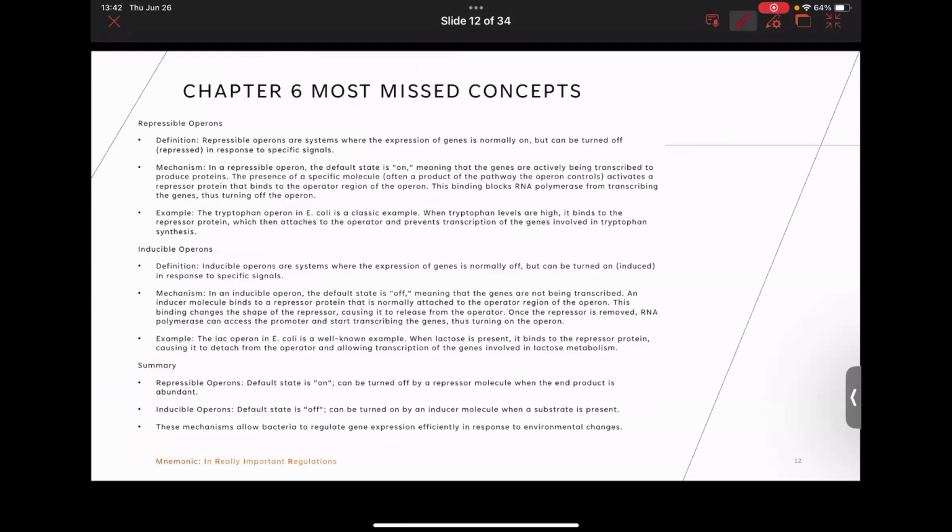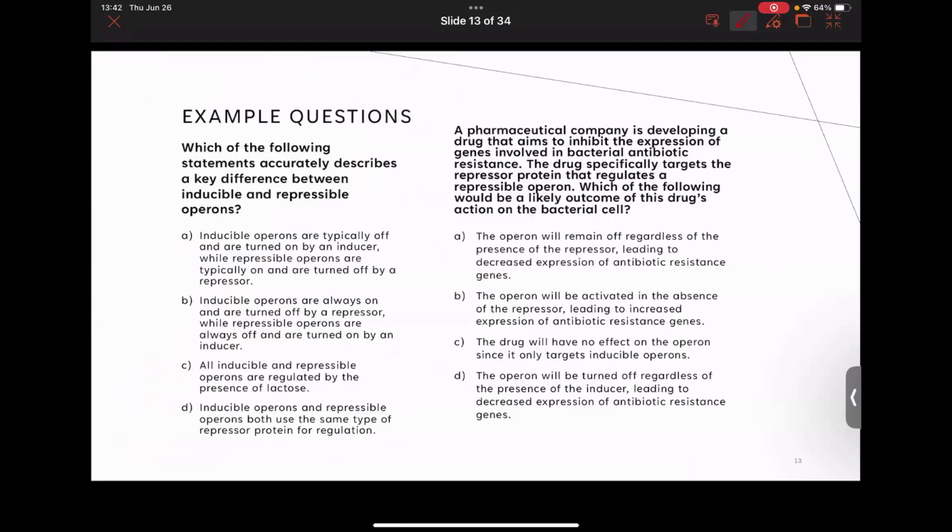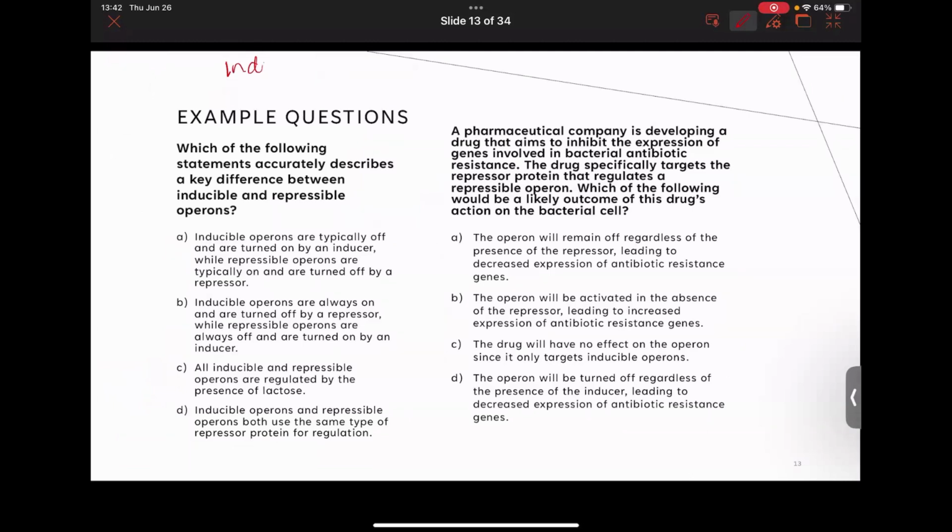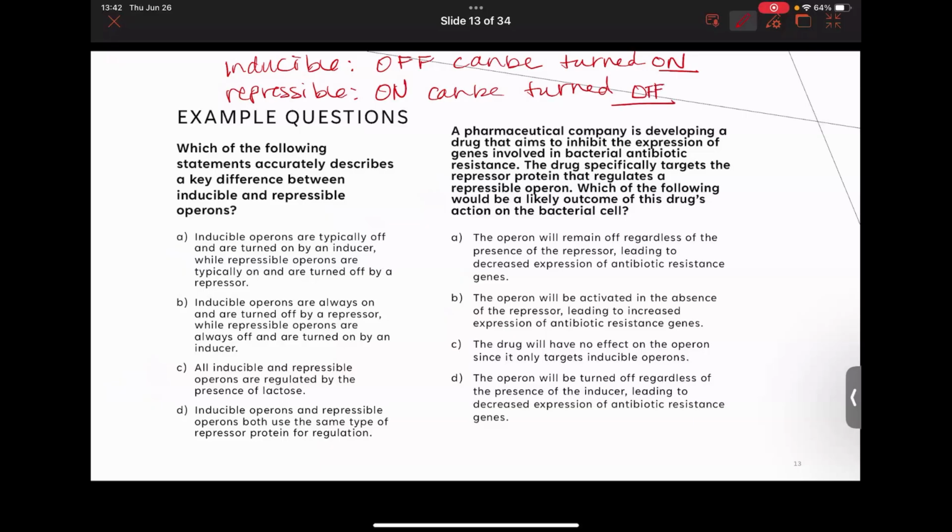The next part is reminding us about our operons. So I'm just going to write up here again. If you are inducible, you are off, and you can be turned on. Can be induced, right? Repressible operons, these guys are on and can be turned off. All right, see if we can answer our questions.